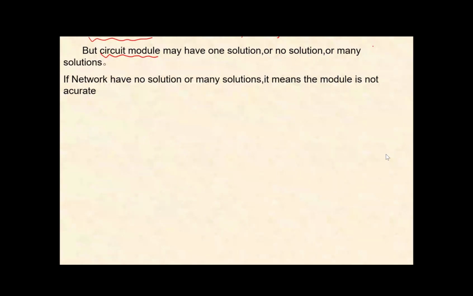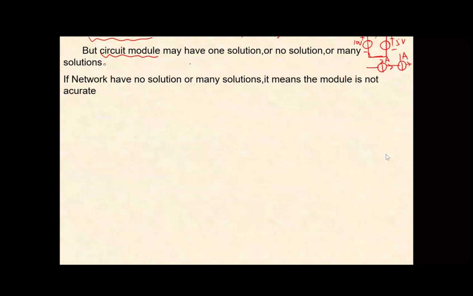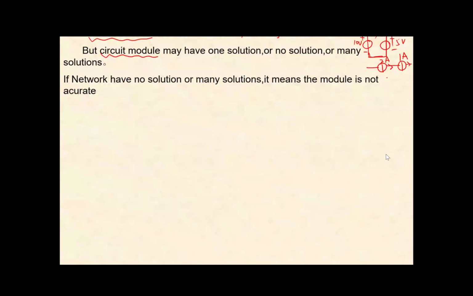For example, this 10 volt, this 5 volt. So for this circuit, there's no solution. Or for this 1 ampere, this 2 ampere. So this is the second model. They have no solution. Sometimes there will be many solutions.